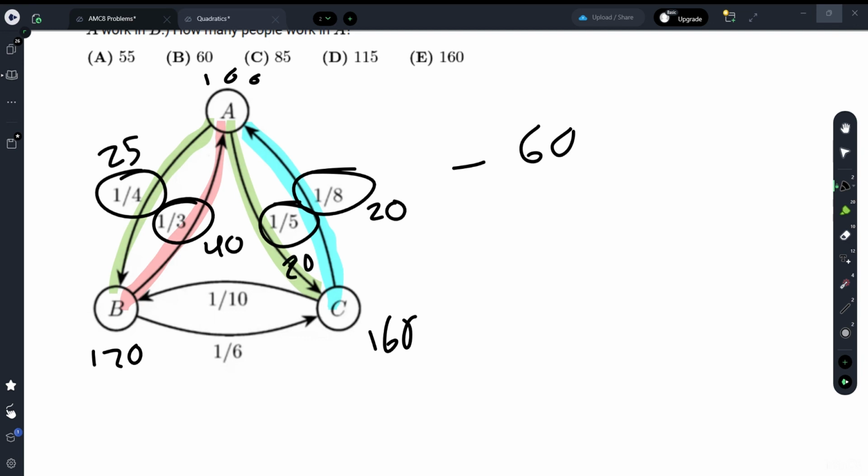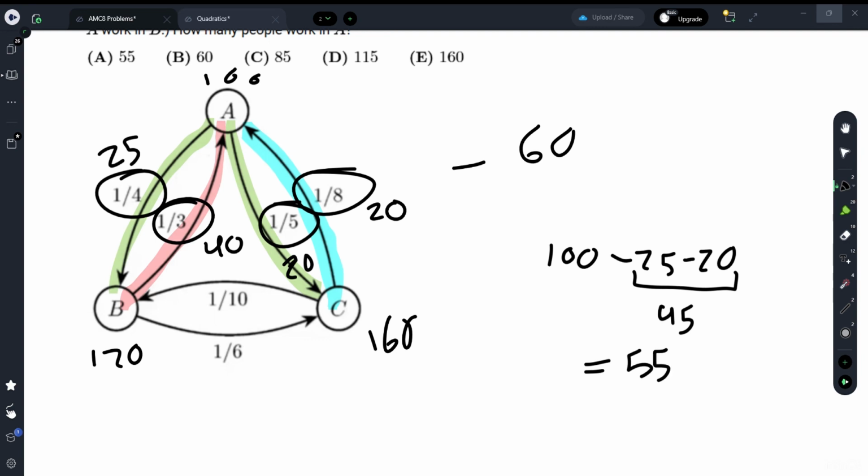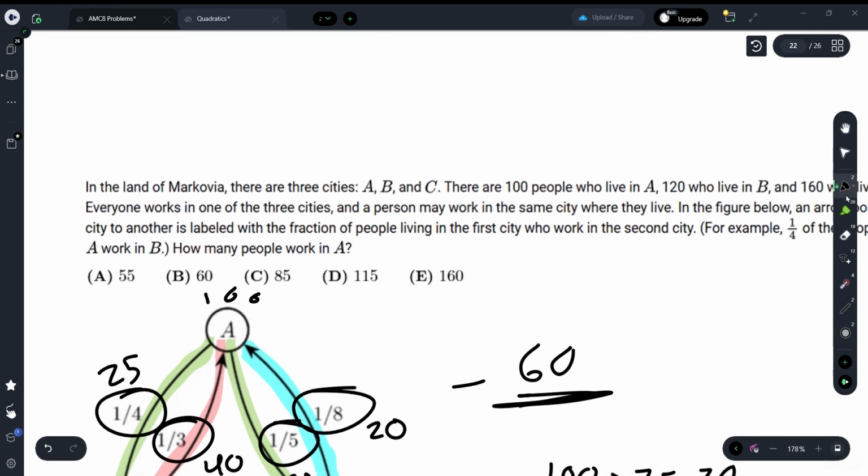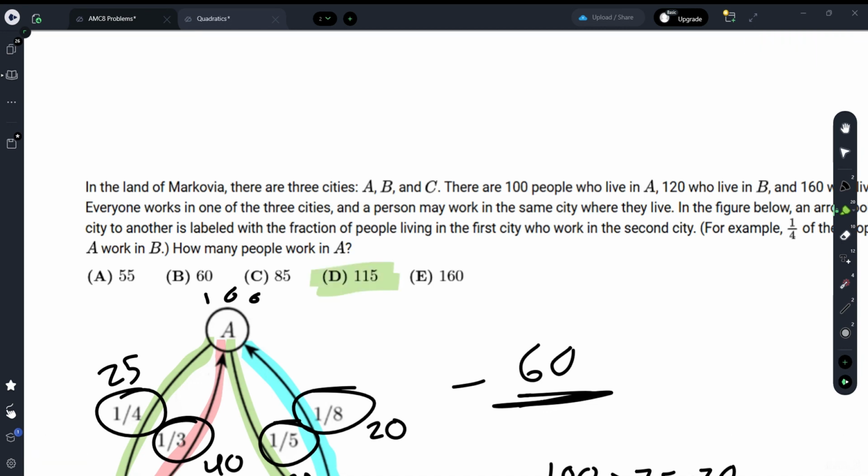But we're not trying to find these values. We're trying to find how many stay in city A. So we have to take 100 minus 25 of the people that go to work in city B and minus 20 people that go to work in city C. This is basically subtracting a total of 45. 100 minus 45 is equal to 55. And we also have to account for the other 60 people that come from different cities. So 55 plus 60 is equal to 115 people in total. And this would lead to answer choice D.